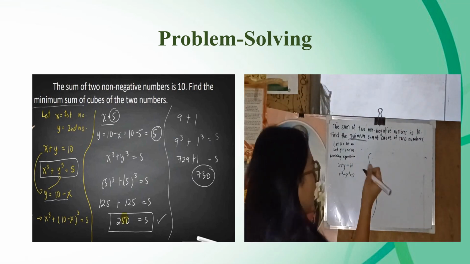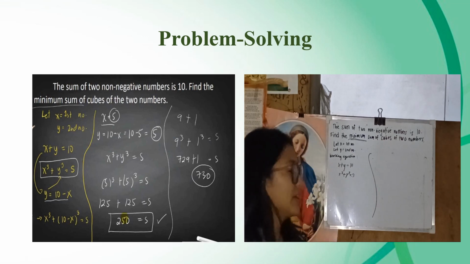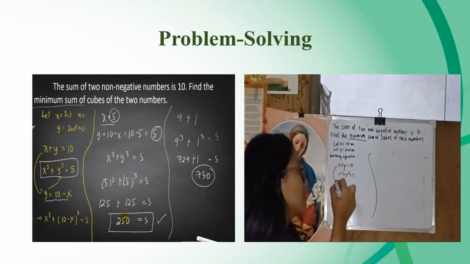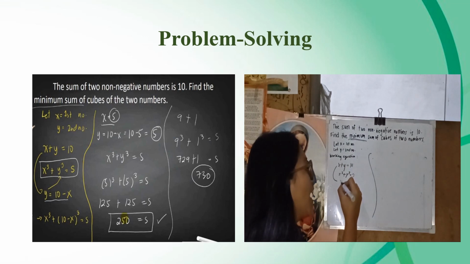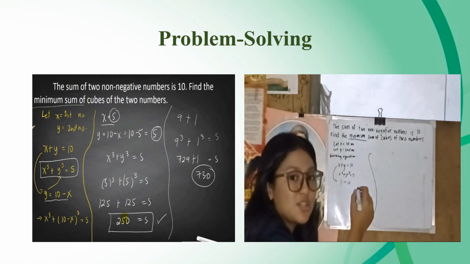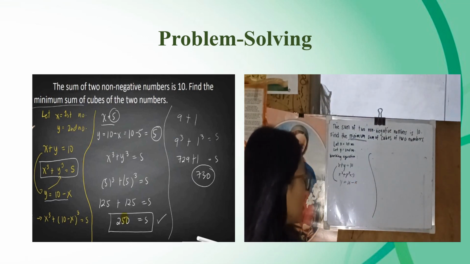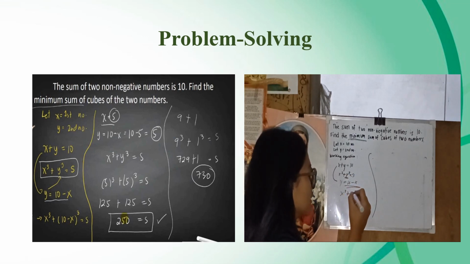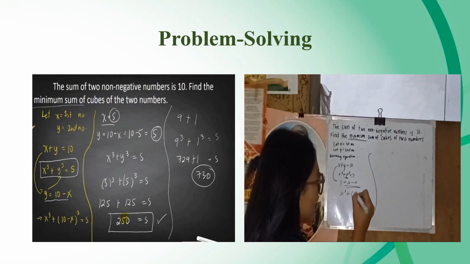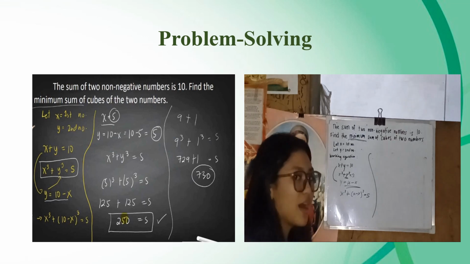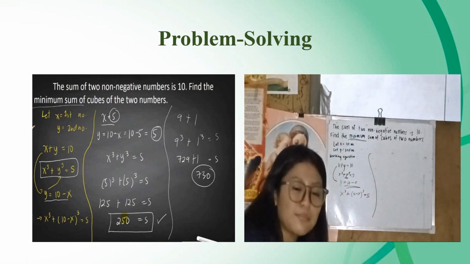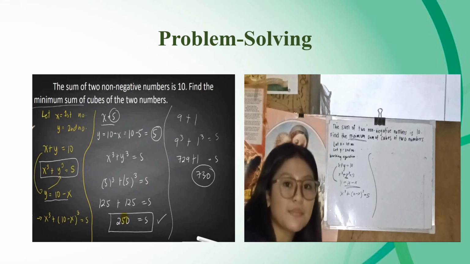Let us call it S for the sum. And after, let us use this: y is equal to 10 minus x. Substitute it to the right side, it has a negative x. Then after substituting, x cubed plus 10 minus x cubed equals S. After, let us find the critical numbers, and to find the critical numbers, let us find the derivative of S.